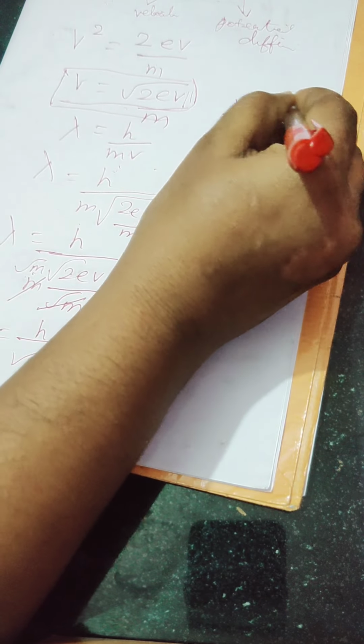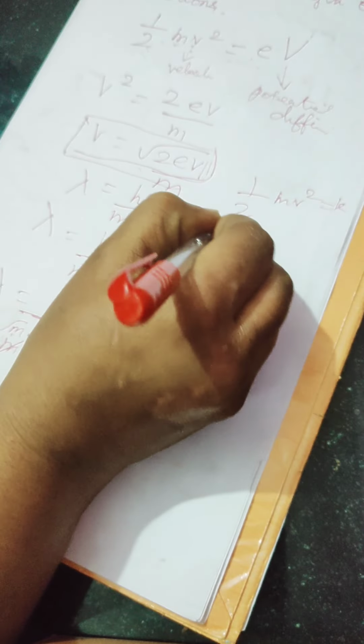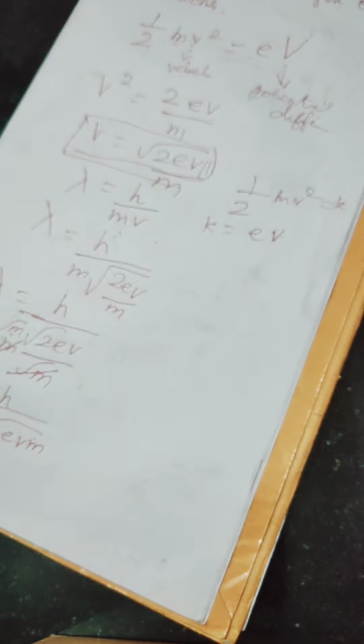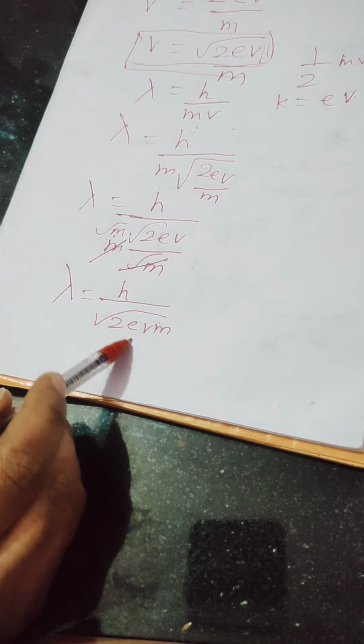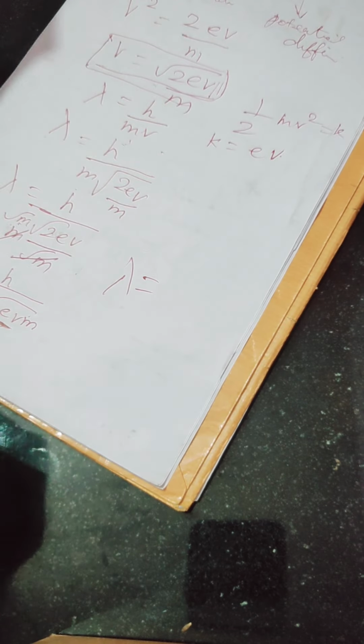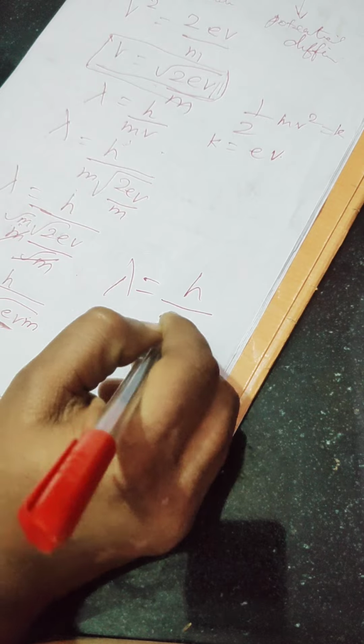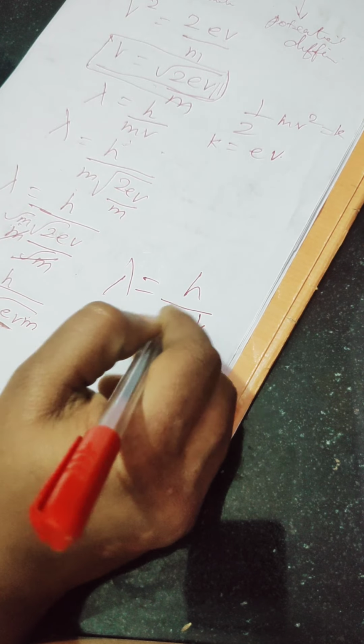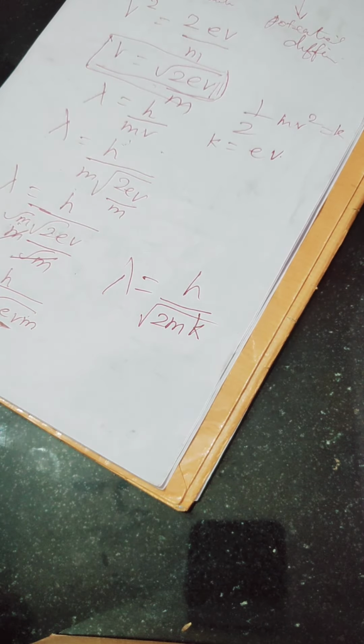Since the kinetic energy of the electron K is equal to eV, we can write half mv square, which is nothing but the kinetic energy. So I can directly write kinetic energy is equal to eV. So I can replace this equation. Instead of writing this eV, I can apply K here. So the formula will be lambda is equal to h divided by root of 2mK, with the kinetic energy in the root. So this is the de Broglie wavelength of electrons. Okay. Thank you.